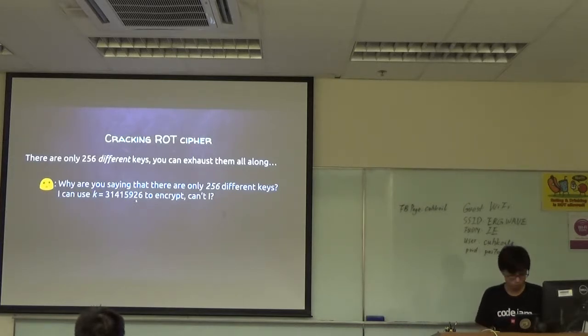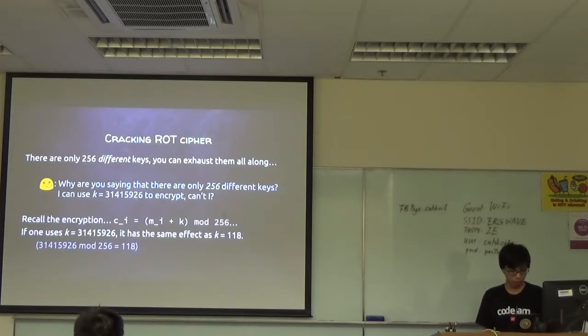Actually, if you use a key like 31 million, etc., we could just take the modulus instead of adding such a great number, because they have the same modulus and have the same effect after all. So there are only 256 different cases, and nothing more. This is very easy to crack nowadays, because we only need to try no more than 300 cases.